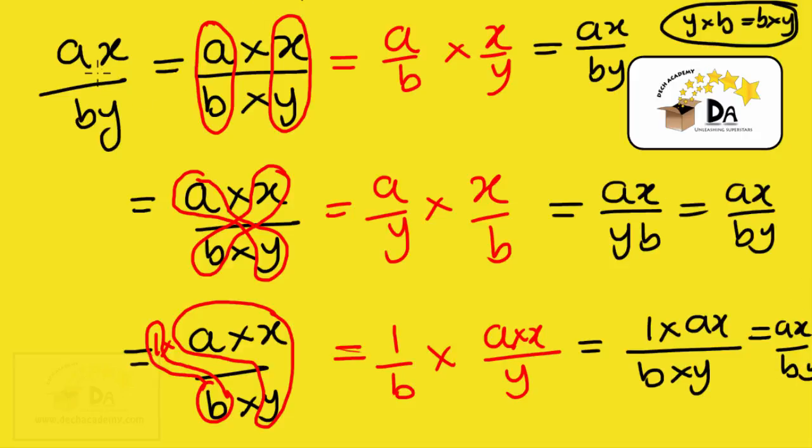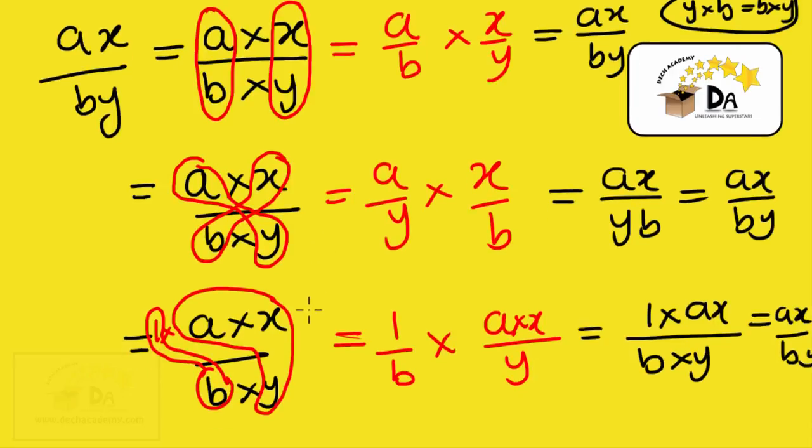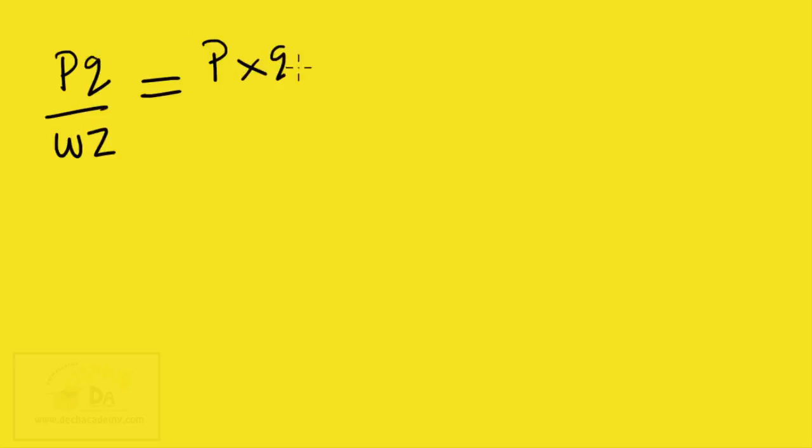So you can break down any fraction like this, any fraction which has a product of two variables as a numerator and a product of variables as a denominator, as follows. It's really simple. And we'll do another example. So say we have the fraction pq over wz. pq is p times q. wz is w times z.